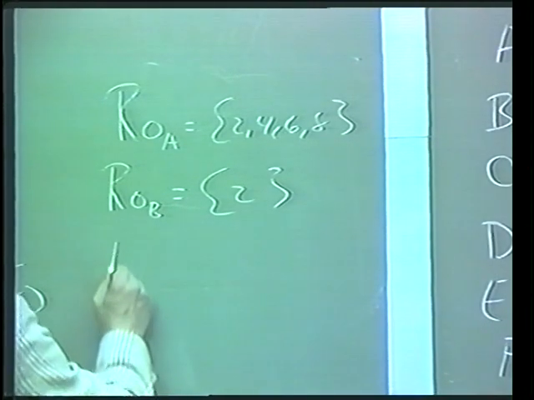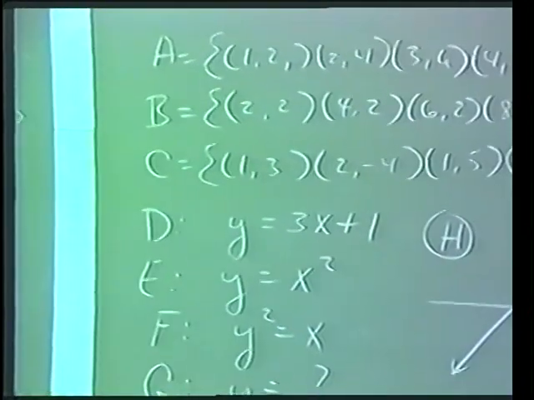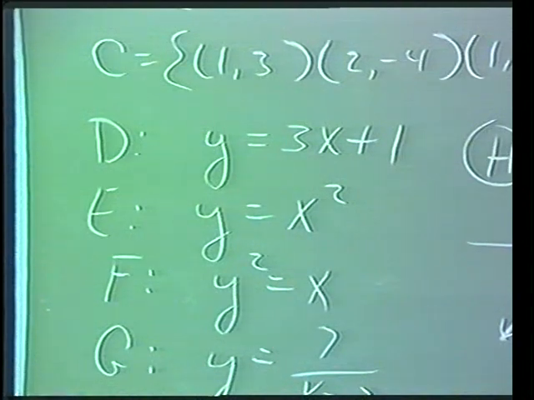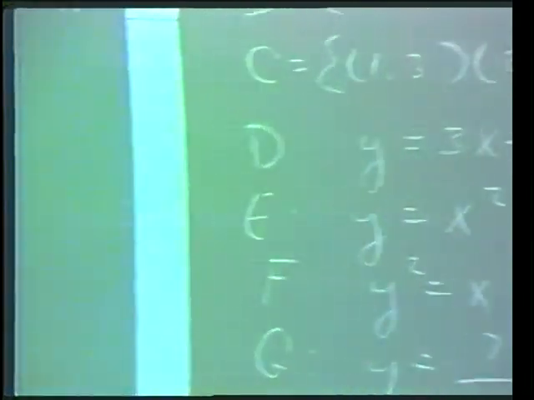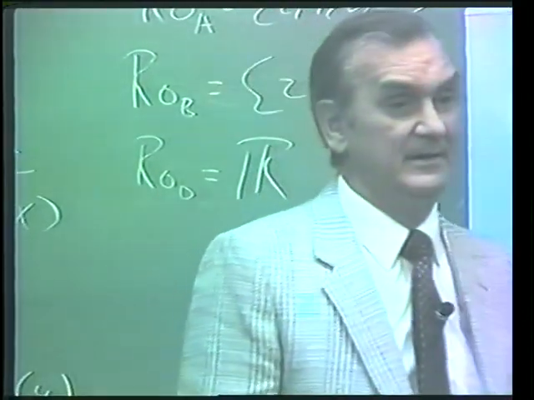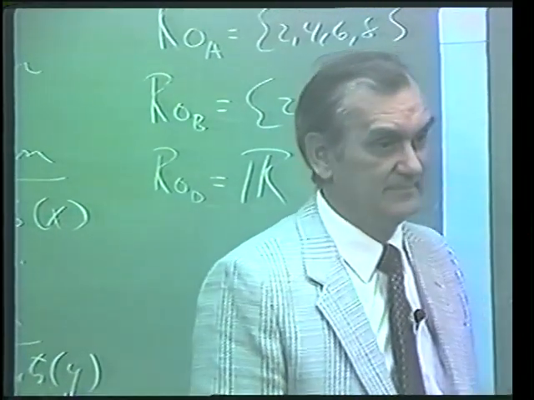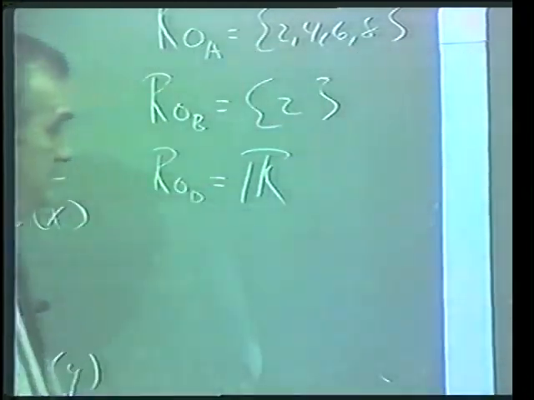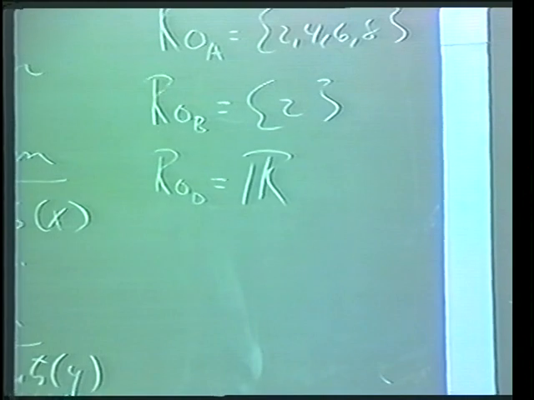Okay, let's skip down to D. The range of D. Now we said that we can plug in all real numbers for x. When we plug in all these real numbers for x, what is y turning out to be? All the real numbers, sure. So you see, both the domain and the range of set D are the set of reals. In other words, we use all the x's, all the y's.